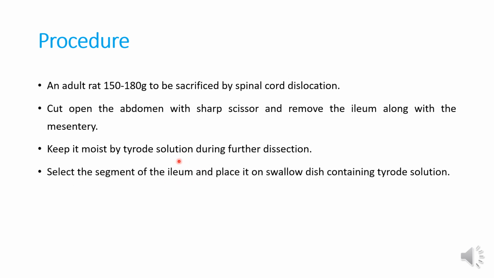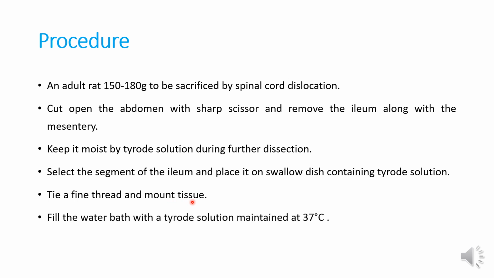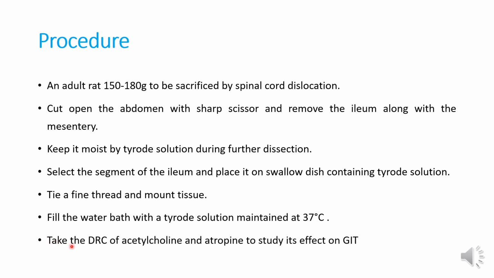Select a segment of the ileum and place it in a shallow dish containing the Tyrode solution. Then we'll tie a fine thread and mount the tissue in the organ bath. Fill the water bath with Tyrode solution maintained at 37 degrees. And then finally we'll take the DRC of acetylcholine and atropine to study its effect on GIT.